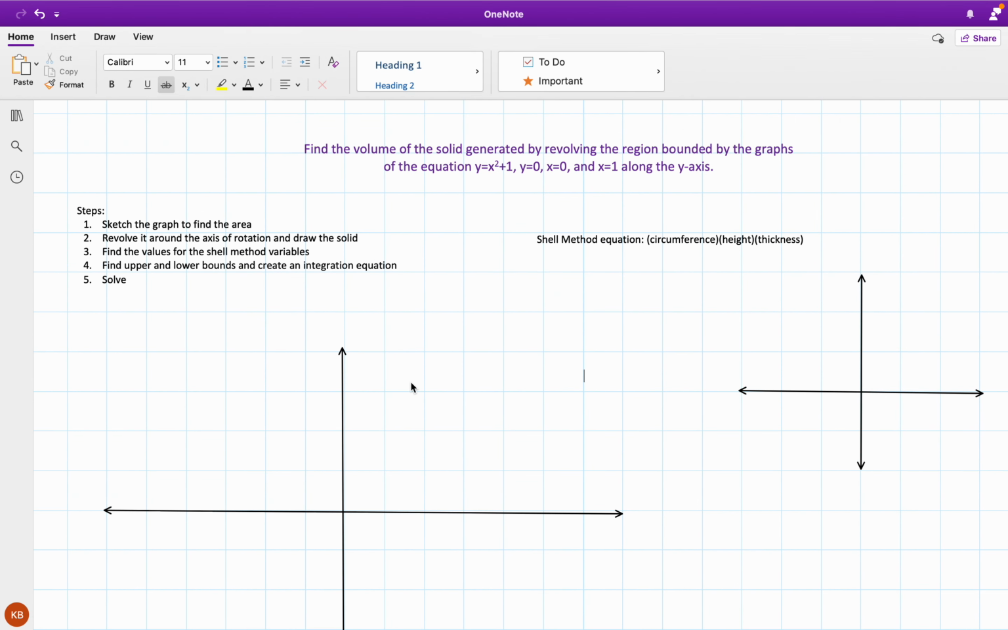The second problem in the optional exam was to find the volume of the solid generated by revolving the region bounded by the graphs of the equations y equals x squared plus 1, y equals 0, x equals 0, and x equals 1 along the y-axis.